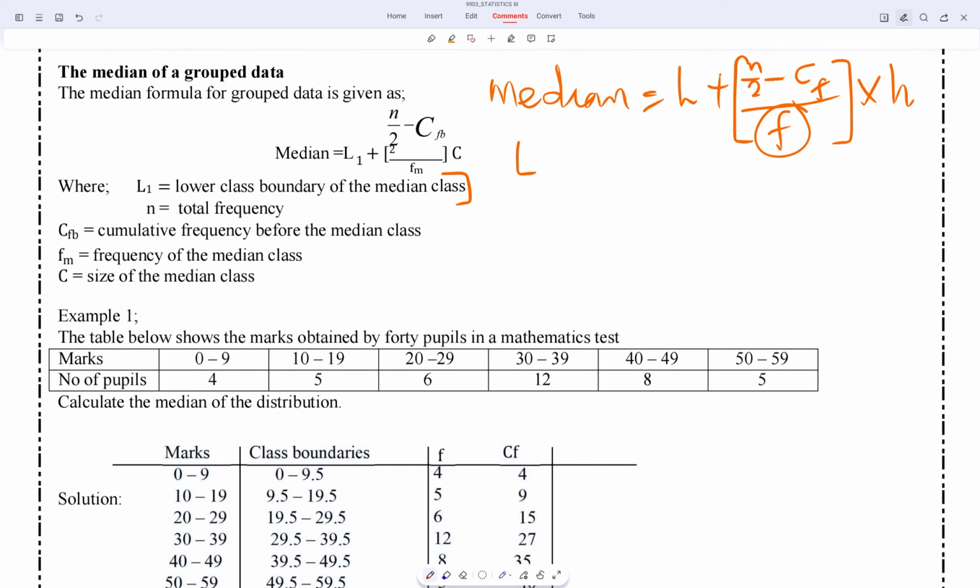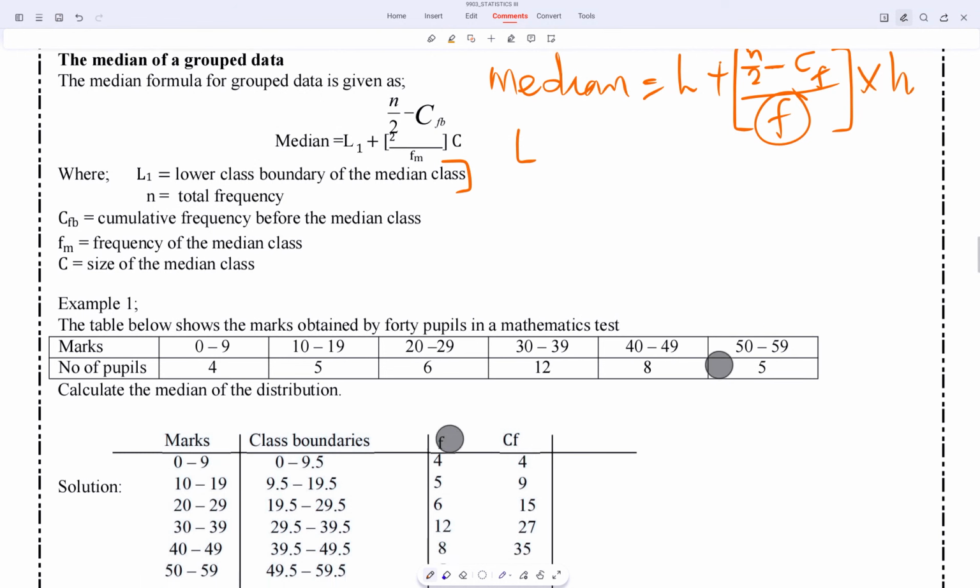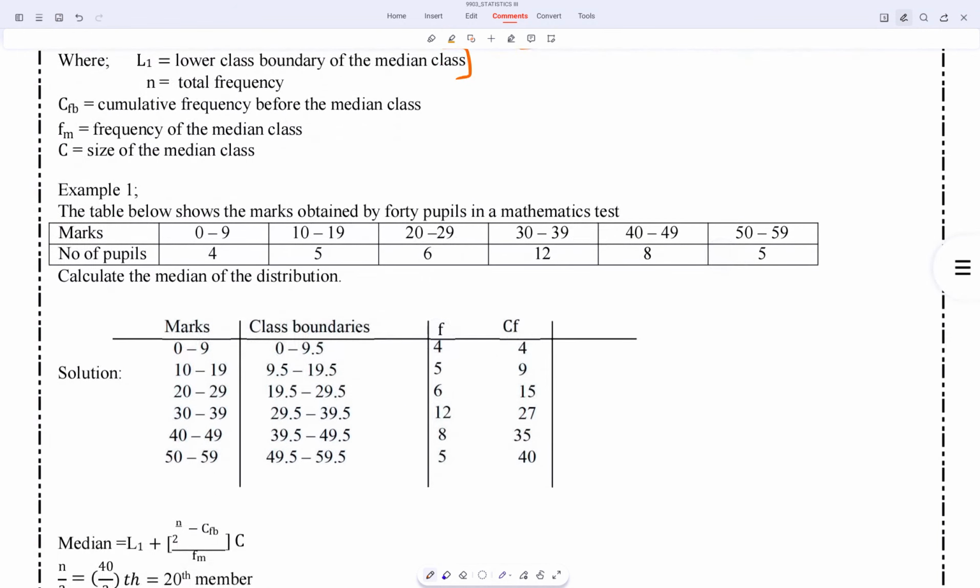All right, so now let's get into it. Look at the example we have here. The example says the table below shows the marks obtained by 40 students in a mathematics test. So we have 0 to 9, 10 to 19, 20 to 29, 30 to 39, 40 to 49, and 50 to 59.